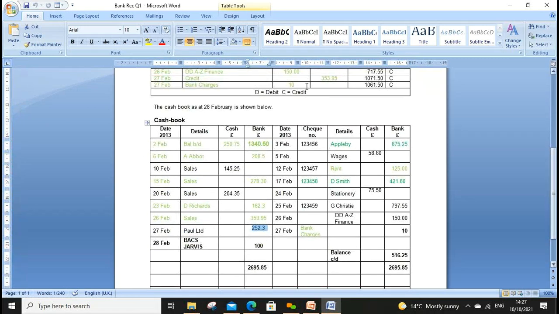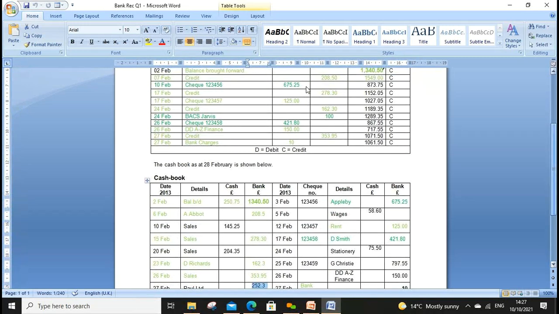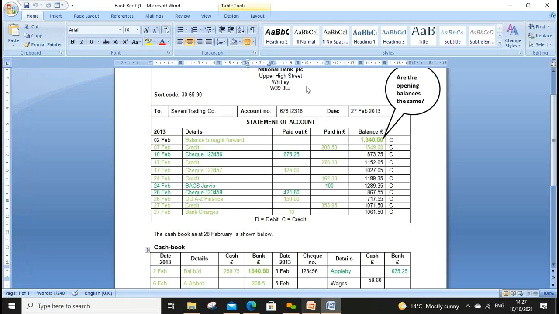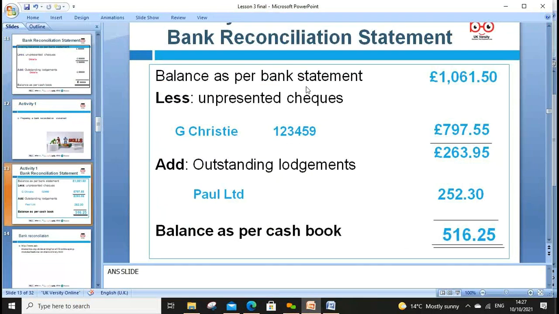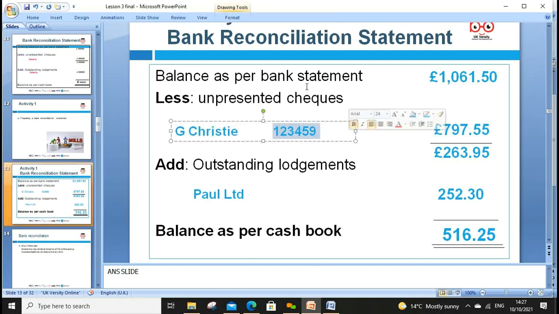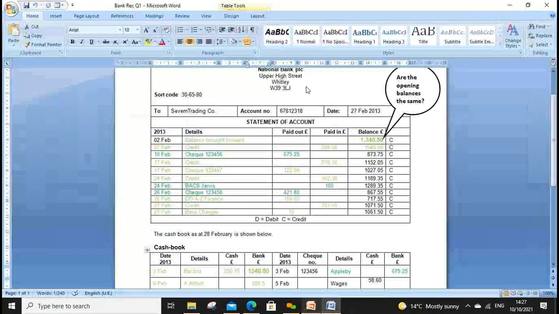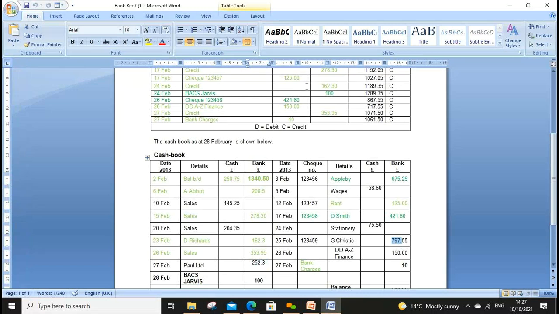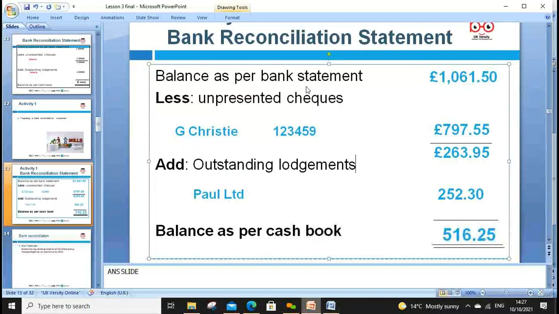So we gave Paul this check, and you will see there the check to Christine. So we start with the bank statement of 1061. Go back to 1061, where we started. There is an unpresented check, Chris. That's 7, which you will see here, which we have in the cash book but we don't have in the bank. So in the bank we minus it.